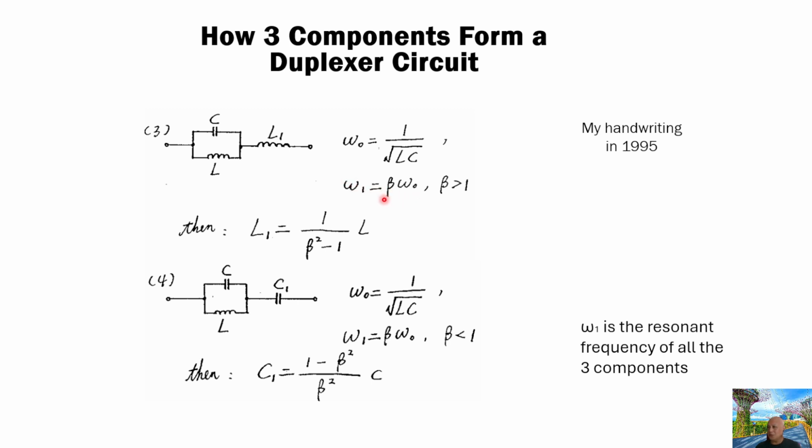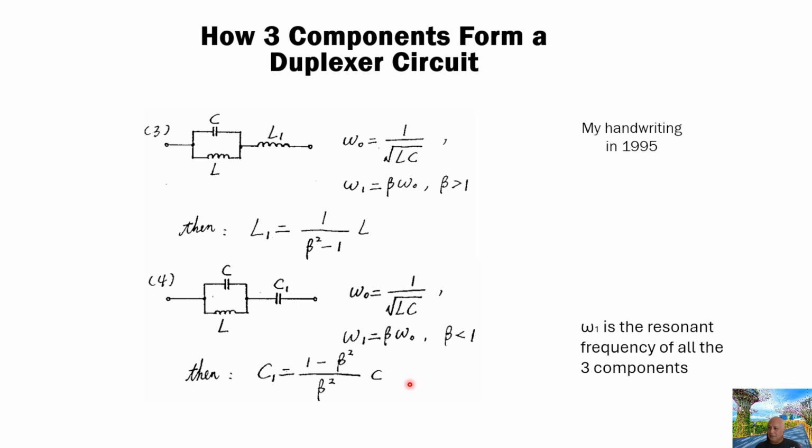If the receiver frequency is higher than the transmitter frequency, omega 0, then beta is bigger than 1, and we can calculate L1 with this value. And then if the receiver frequency is lower than the transmitter frequency, where the parallel resonant frequency is formed by this inductor L and capacitor C, then we need to add another capacitor C1 here. The value of this capacitor C1 can be calculated this way.